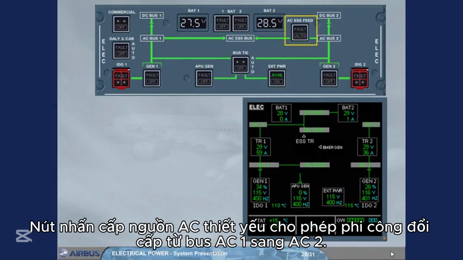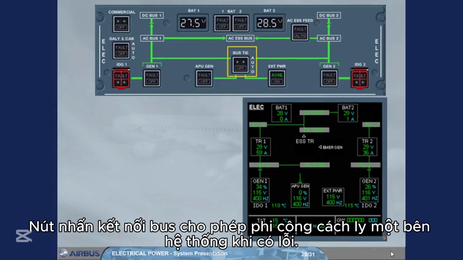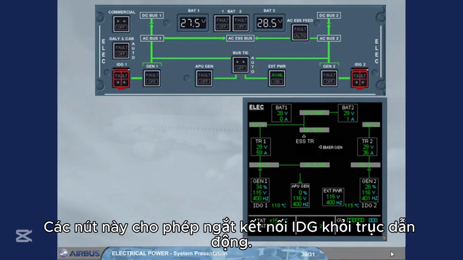The AC essential feed push-button switch enables the pilots to change the supply to the AC essential bus from AC bus 1 to AC bus 2. The bus tie push-button switch enables the pilots to isolate one side of the system from the other. In case of failure, these push buttons enable you to disconnect an IDG from its drive shaft.